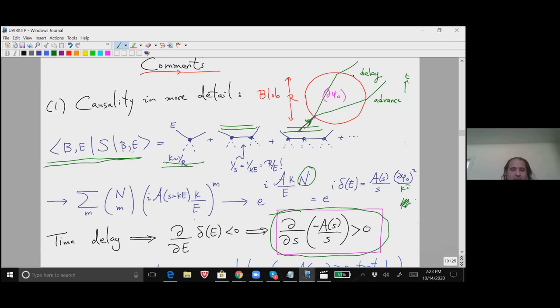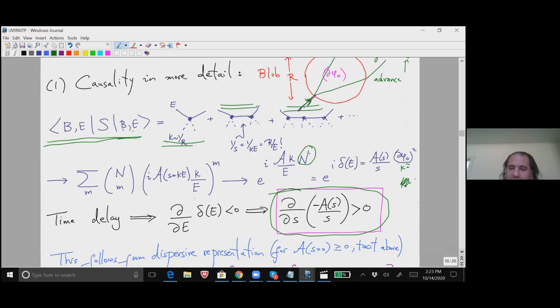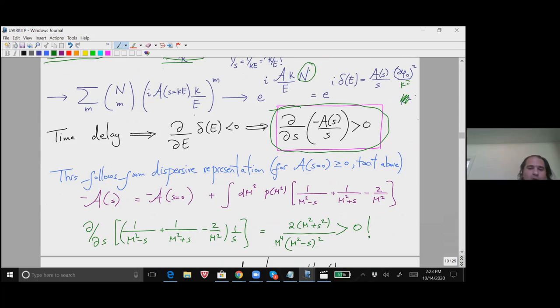But if we assume that the amplitude at s equals 0 is greater than or equal to 0, it could be a Goldstone, it could be 0. If it's not a Goldstone, we want to imagine that the amplitude at s equals 0 is positive. Then going back to our dispersive representation, we can write the amplitude as negative a s of 0, and then here's everything else, which I've written in the dispersive way of just subtracted this term 2 over m squared, just in order to ensure that this thing vanishes at s equals 0. Okay, so that because s equals 0 is the sort of constant term that I've written there.